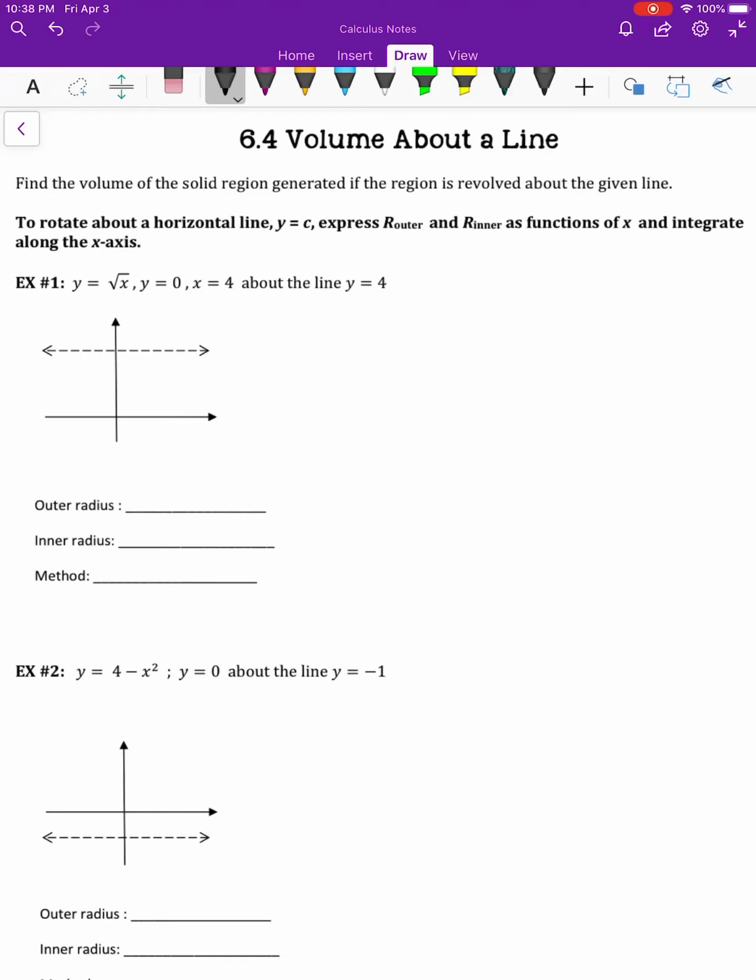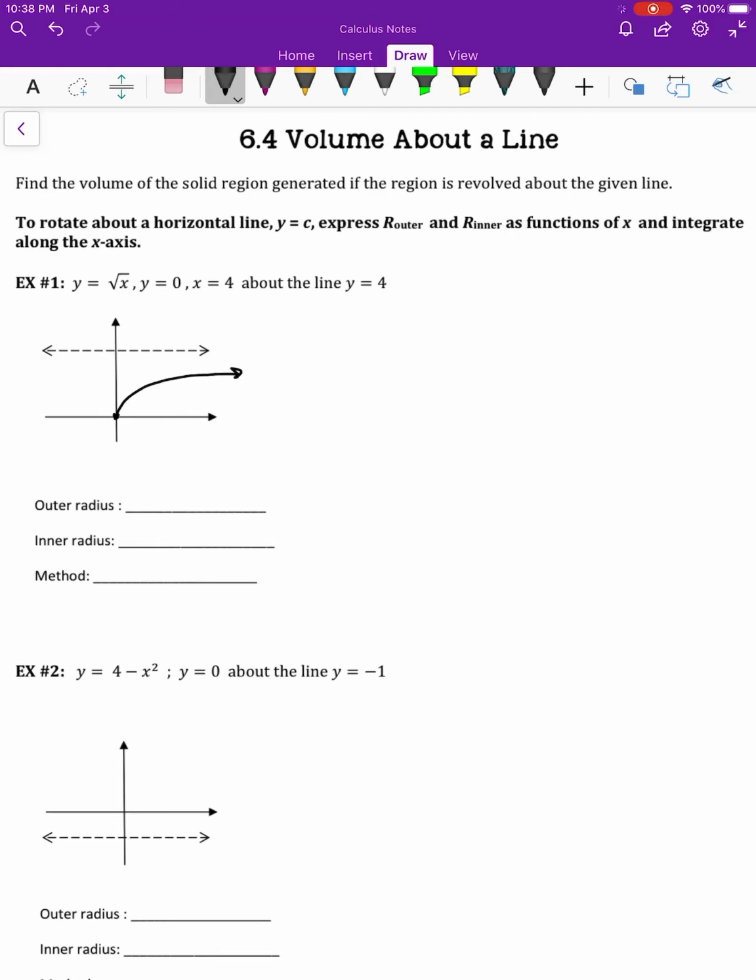6.4, volume about a line. Find the volume of the solid region generated if the region is revolved about the given line. To rotate about a horizontal line, y equals c, express the radius of the outer and the radius of the inner as functions of x and integrate along the x-axis.